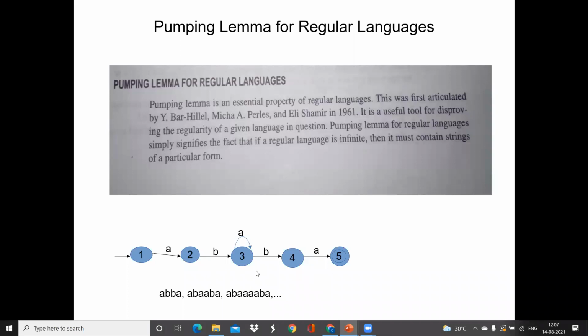So if that is not possible in this case, it means there must be some state which is repeated, or where there is a loop, or on which the input symbol is pumped. And still that particular string is accepted by the finite automata. This is the meaning of the pumping lemma for regular languages in the simplest, layman's language.